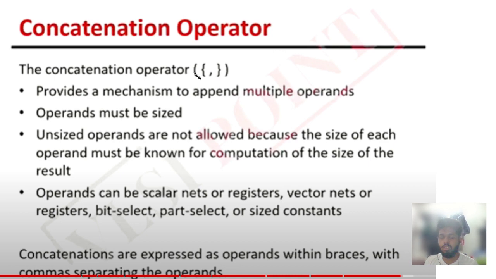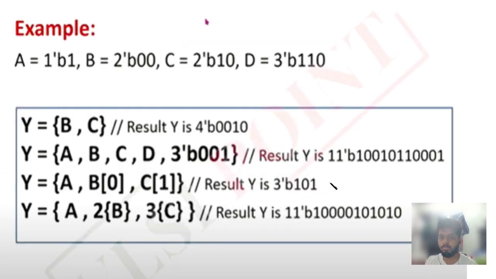Concatenation operator. The concatenation operators are basically these bracket signs. To give it a simple name, the bracket operator, so this is the first bracket and the second bracket, provides a mechanism to append multiple operands. Operands must be sized. Unsized operands are not allowed because the size of each operand must be known for computation of the size of the result. Operands can be scalar nets or registers, vector nets or registers, bit select, part select, or sized constants. Concatenations are expressed as operands within braces with commas separating the operands.